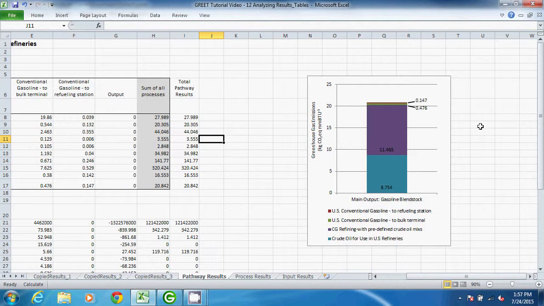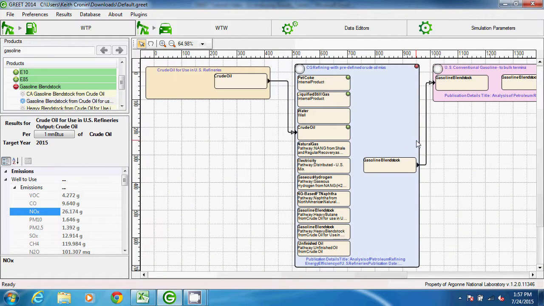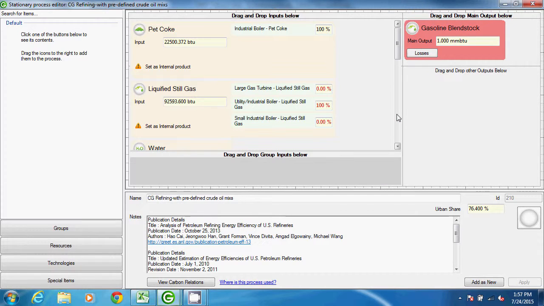Now let's dig in to see how each input in a process contributes to total emissions for the process. And we'll do that by looking at CG refining. There are 11 inputs here. I'll right-click and select Edit this process to look more closely at the inputs.